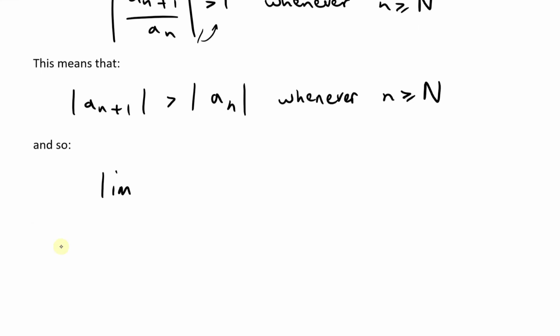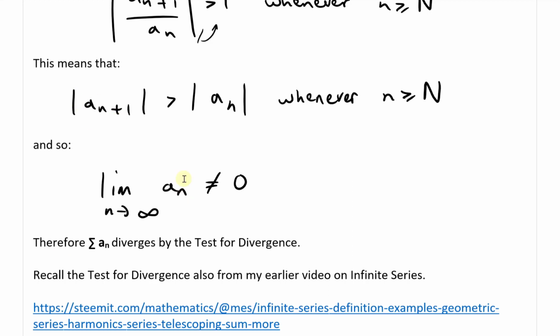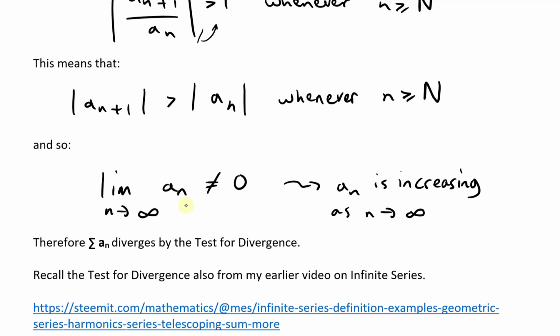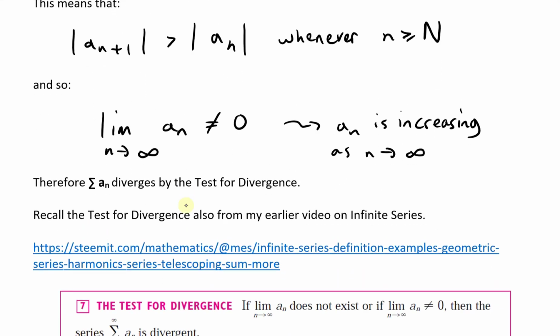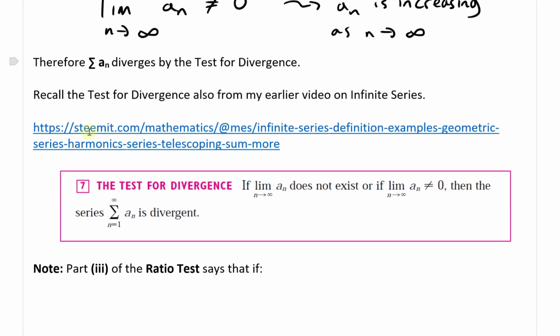So by the test for divergence, the limit as n approaches infinity of an is not equal to 0, because an is increasing eventually, as n gets large. Whenever n is greater than capital N, each term is going to be greater than the previous term, so it keeps getting bigger and bigger. In other words, it's not approaching 0. So therefore, the series an diverges by the test for divergence.